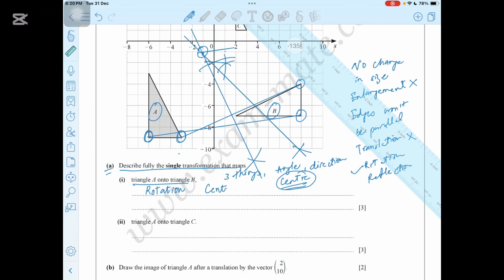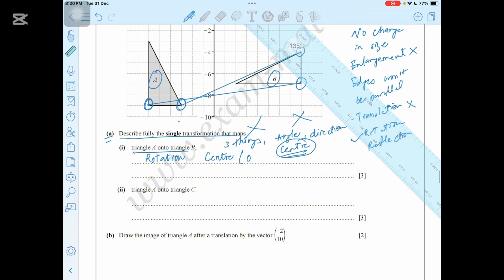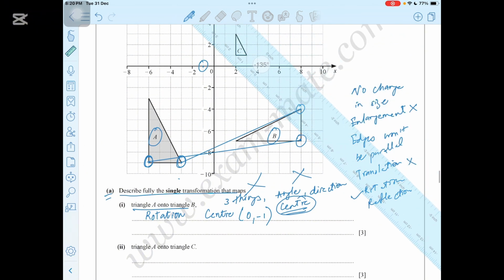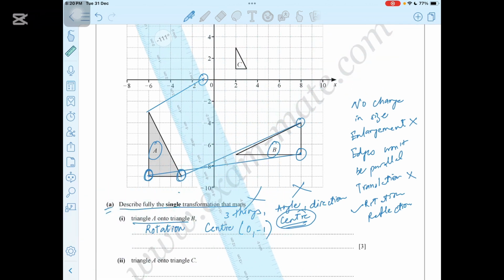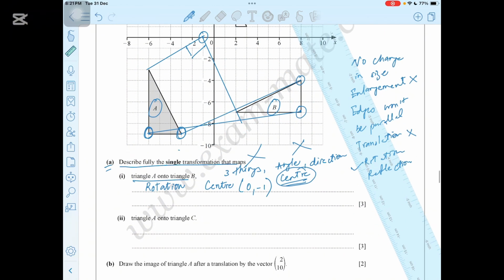So our center is given as (0, -1). Since this is a rough sketch, the center would be meeting at (0, -1), which is here. Then we'll draw a line from the center to the object and to the image. These are the lines. Now we can clearly see there is a 90-degree angle, so the angle would be 90 degrees. We have to find the direction. This is the object and this is the image, so it has moved over here, so this is an anti-clockwise direction.